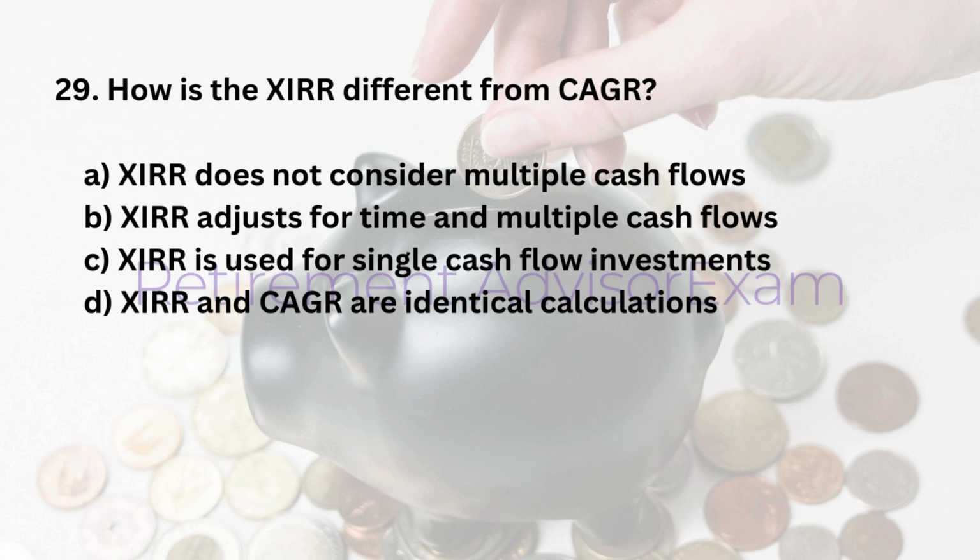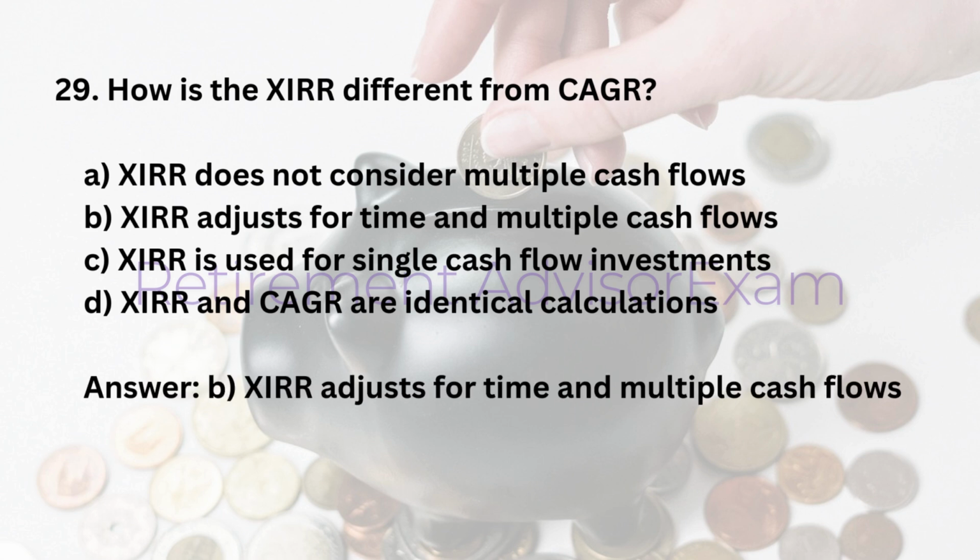29. How is the XIRR different from CAGR? A. XIRR does not consider multiple cash flows. B. XIRR adjusts for time and multiple cash flows. C. XIRR is used for single cash flow investments. D. XIRR and CAGR are identical calculations. Answer: B. XIRR adjusts for time and multiple cash flows.